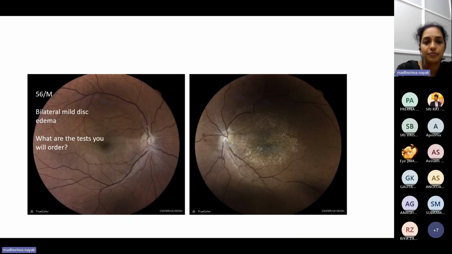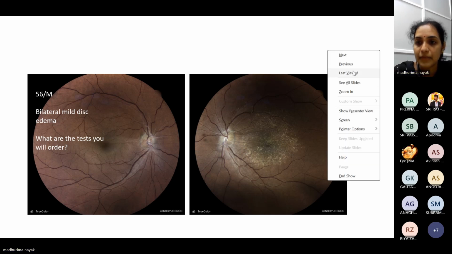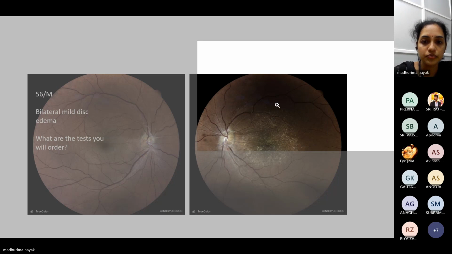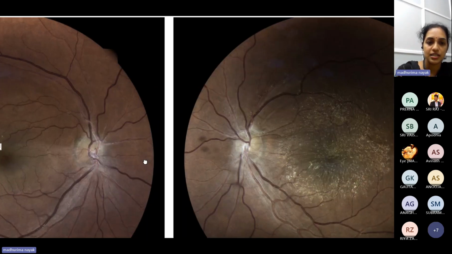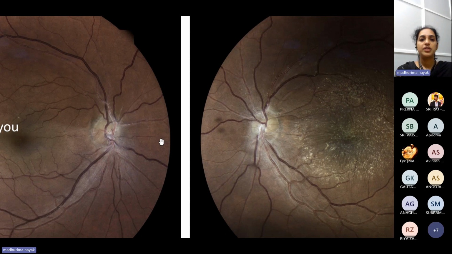So there's one more case. If you want, I can zoom it a bit. Okay. There is a 56-year-old male with bilateral mild disc edema. Look at the discs and tell me what's going on here. Describe the disc edema.